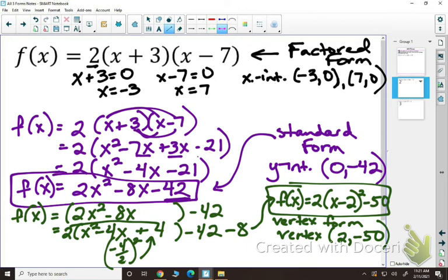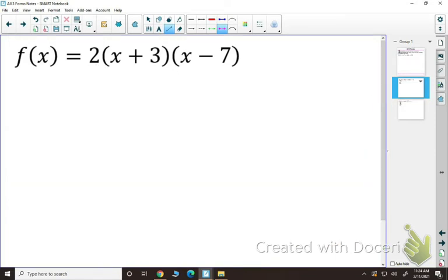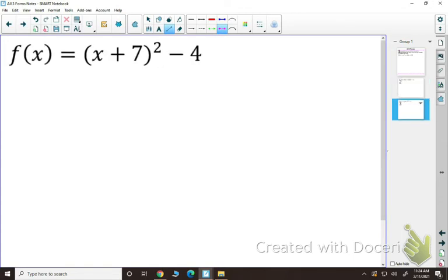Okay. Questions on that? Okay, let's take a look at the last example that I have then. On the last one, I did one where we started in standard. I did this past one where we started in factored. So one would assume that the last one we're going to do is start in vertex form. So again, this is vertex form.